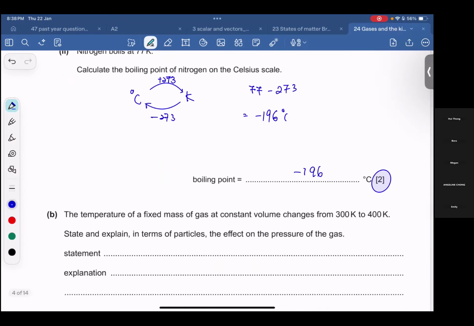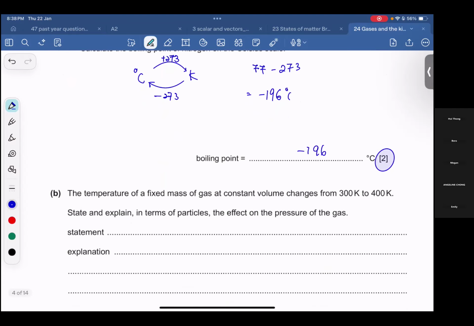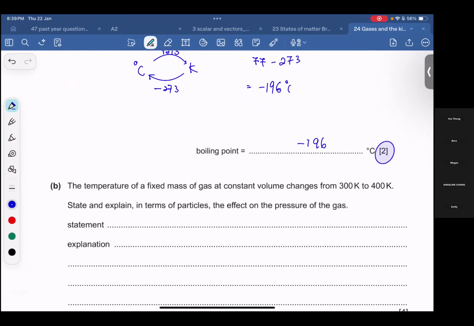Here, the temperature of a fixed mass of gas at constant volume changes. The question specifically mentions volume doesn't change. You cannot change temperature and at the same time also change the volume, because then at the end you cannot tell whether the effect belongs to the volume or to the temperature. So every time we want to study an effect, for example how temperature affects pressure, the rest of the variables you have to make constant for a fair comparison. Volume must be the same. Number of particles inside must be the same.